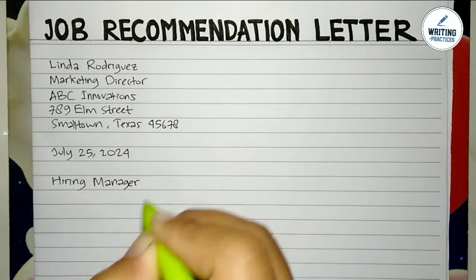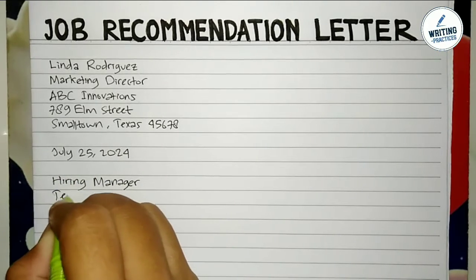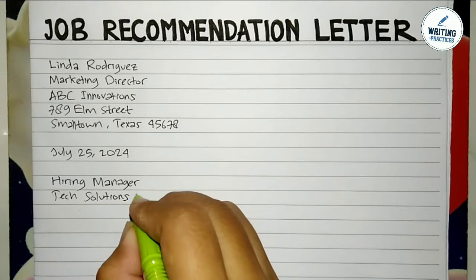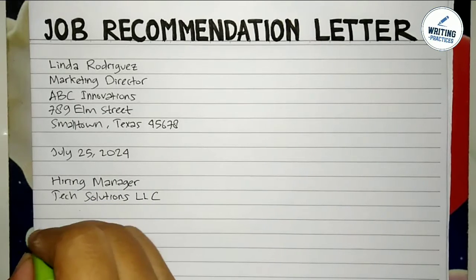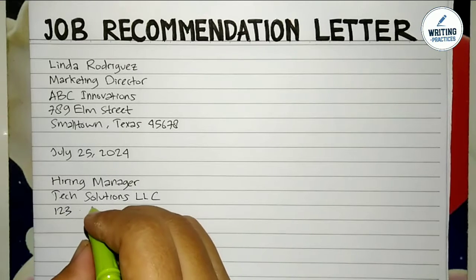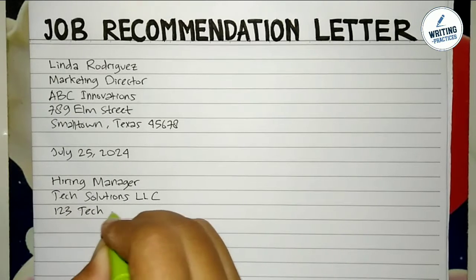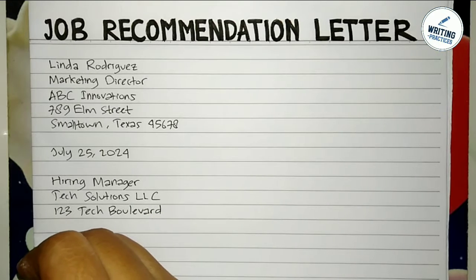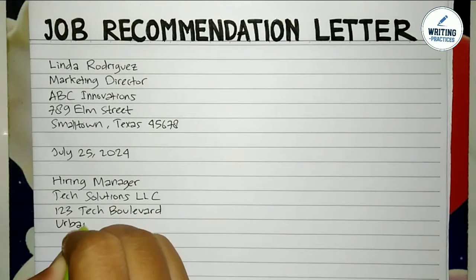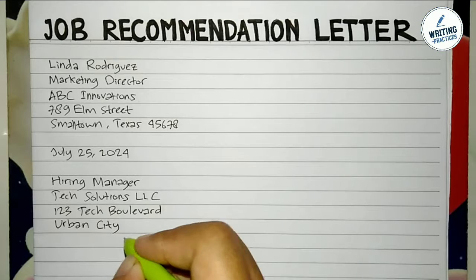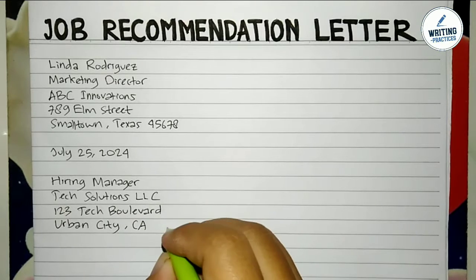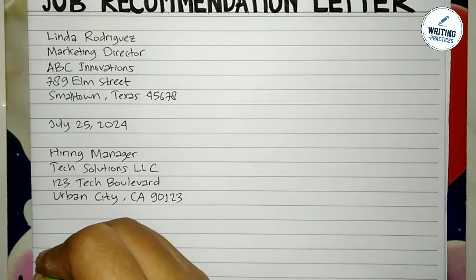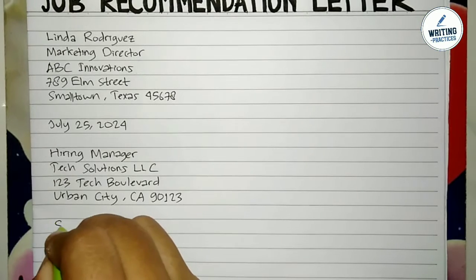After that, now you need to write the date of the letter. Use the format of month, date, and year. For the next, you should write the information about the recipient. In case you have no idea about their name, you may simply direct it to the hiring manager. And then, write the name of the company. In this case is Tech Solutions LLC. And now, write the full address of the recipient's company. Yes, mention the number, street name, city, state, and zip code.